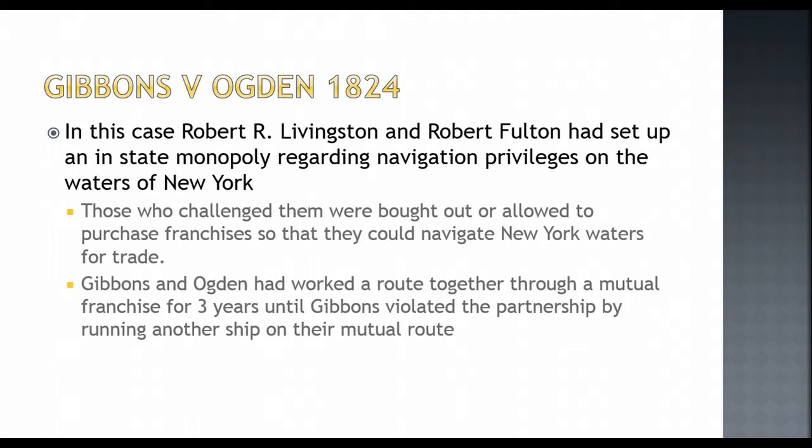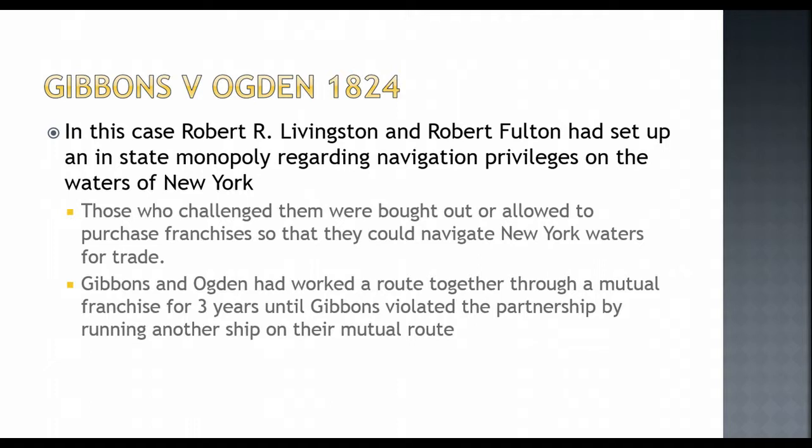All right. We also have the court case of Gibbons versus Ogden, which takes place in 1824. In this case, Robert Livingston and Robert Fulton, who is a huge steamboat inventor, had set up an in-state monopoly regarding navigation privileges on the waters of New York. Those who challenged them were bought out or allowed to purchase franchises so that they could navigate the New York waters for trade. Gibbons and Ogden had worked a route together through a mutual franchise for 3 years until Gibbons violated that partnership by running an independent ship on their mutual route.